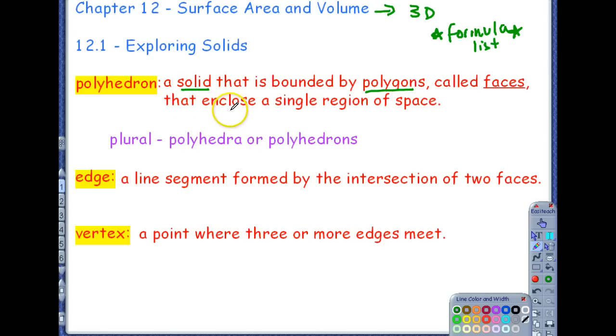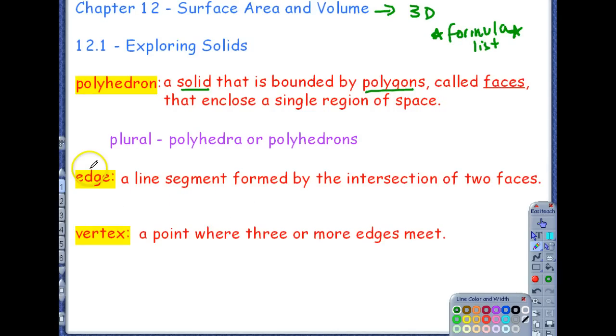Again, three-dimensional. Okay? Now, an example of a solid would be a Kleenex box. I'm looking at one in the room. A Kleenex box would be considered kind of a polyhedron, all right? It has polygon faces, right?